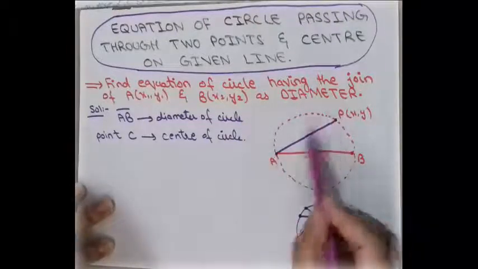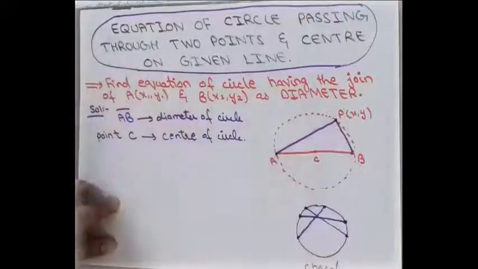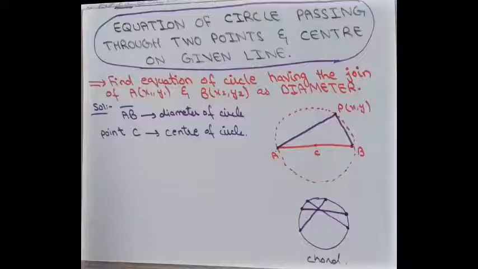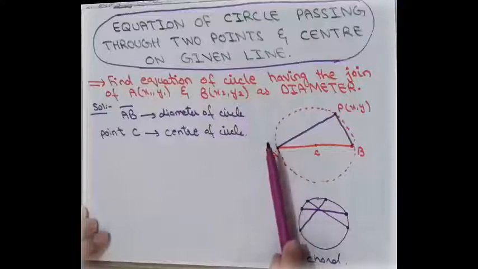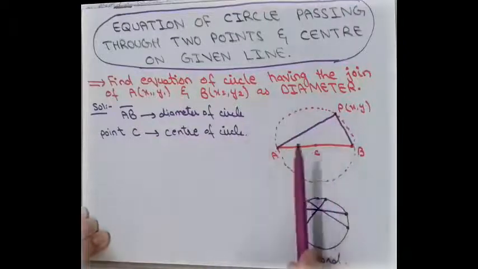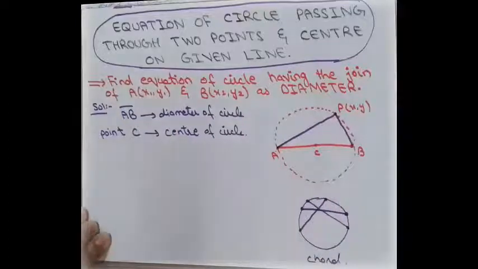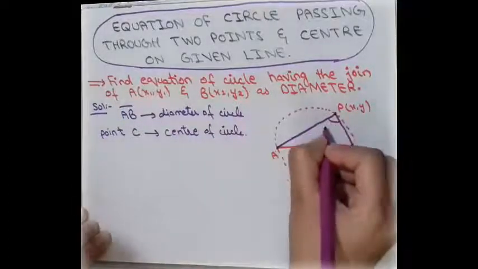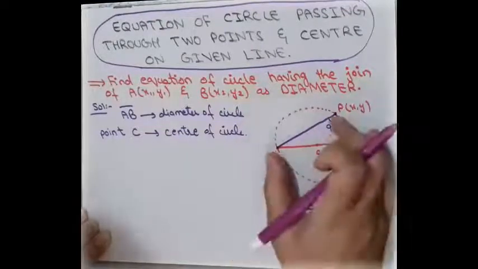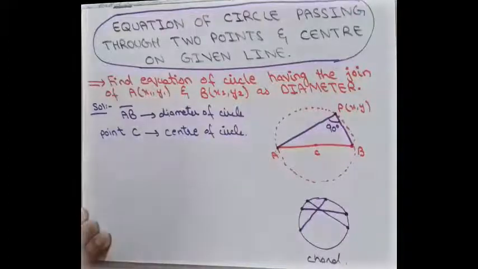We join points A and P by a line or a chord, and in a similar way we join points P and B. Now the question in our mind is what we do next. Basically we use the result that if we join both ends of a diameter to any point of a circle, then both the chords or lines are perpendicular to each other. That is a theorem. This means the angle between them is 90 degrees, meaning the line AP and the line BP are perpendicular to each other.